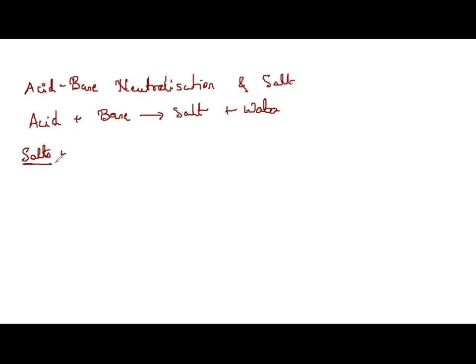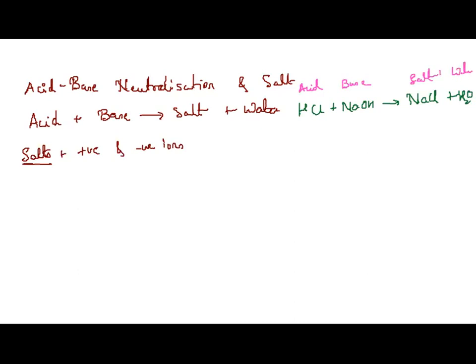Correct? So salts are regarded as compounds made up of positive and negative ions. So it has positive ions and negative ions. Let me share an example. Let me say I have HCl plus NaOH gives me NaCl and water. What is this HCl? It is acid. NaOH is base. It is giving me salt and water. Neutralization reaction. Is that right?